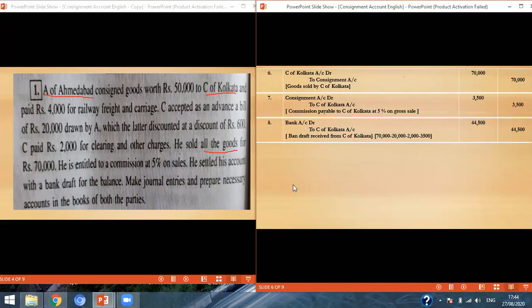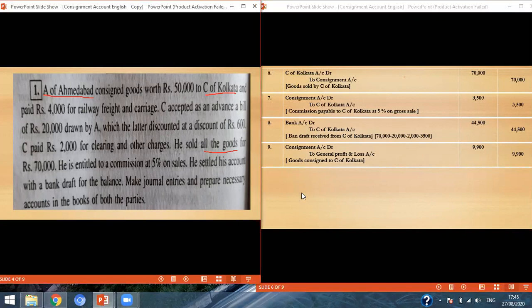Now we have to find out the profit. For the profit, we have to just minus the debit entries of the consignment account from the credit entries of the consignment account, and we'll find the profit, 9,900. That is, consignment account debit to general profit and loss account, 9,900. Okay.